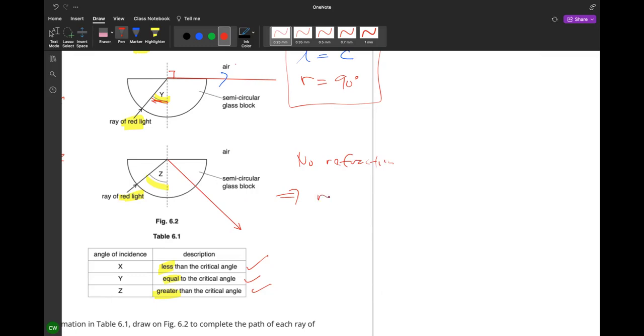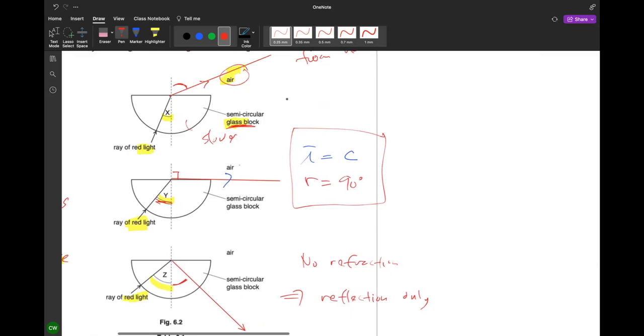It will become reflection only. That means the light is trapped inside. It can no longer come out. It cannot come out at all. It will stay inside. Okay. Can you see the difference between them?